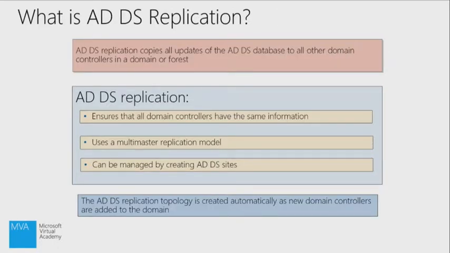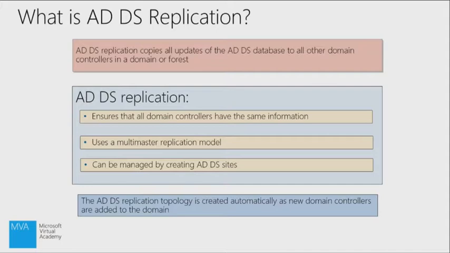ADDS replication is the process of making sure that database is the same across all of your domain controllers. ADDS replication copies all updates of the ADDS database to all other domain controllers in a domain or forest. We want to make sure if we've changed a password, removed a user account, or added a user account, that those changes exist across our entire domain infrastructure so that those users can or can't authenticate depending on if we've removed or added them, and their passwords have been updated if changed in the last couple of minutes. We don't want them to change their password, log off, try and log back on and have it fail because they're trying to get to a different domain controller than the one the change was made on. It ensures that they have the same information.